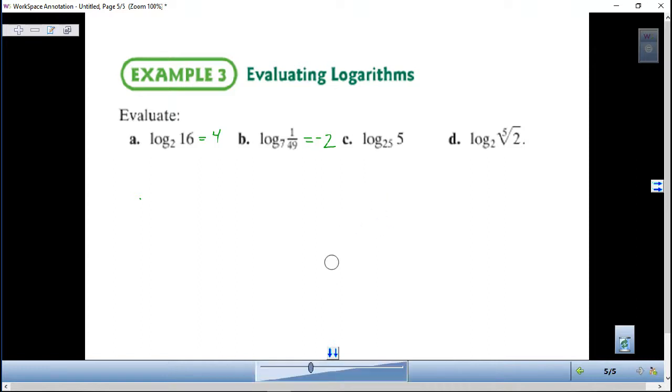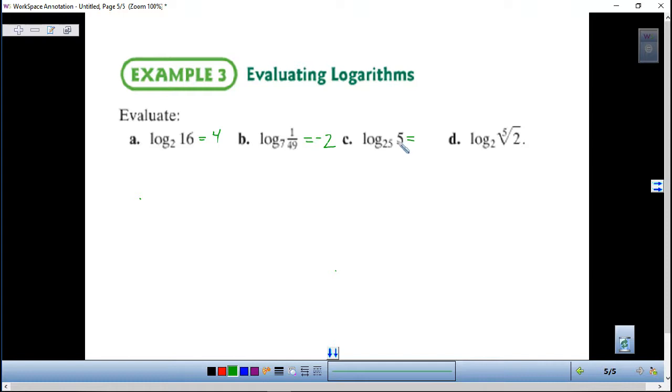Now, remember, our answers can be any real number. So when we're looking for powers, it can be any real number, including fractions. So what would you do to 25 to get 5? Well, you would take a square root, right? Take the square root of 25, you're going to get 5.